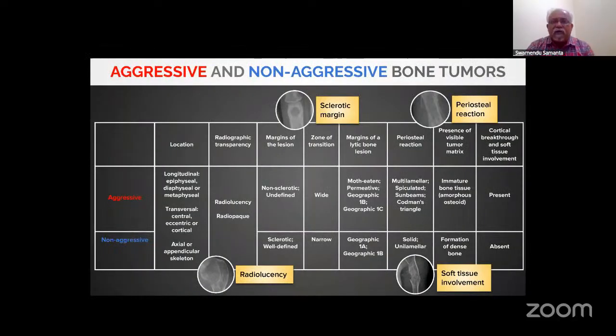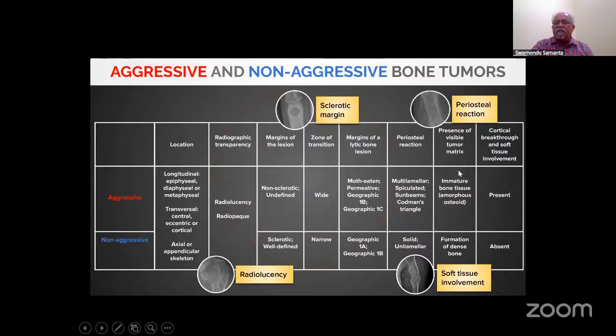So if you shortlist your aggressive and non-aggressive lesions, I think now we will understand that you see the margin of the lesion, whether it is lytic or not, where the lesion is located, and the age of the patient. The zone of transition in the aggressive is wide. In the non-aggressive, it is narrow, that means you can delineate it. If you remember this slide on aggressive and non-aggressive, you will remember the margin, the periosteal reaction, the presence of visible tumor matrix.